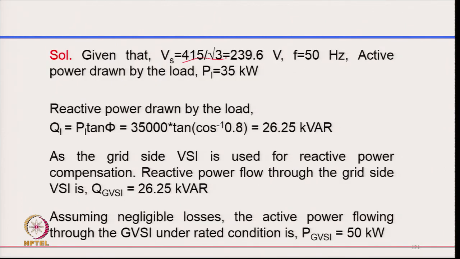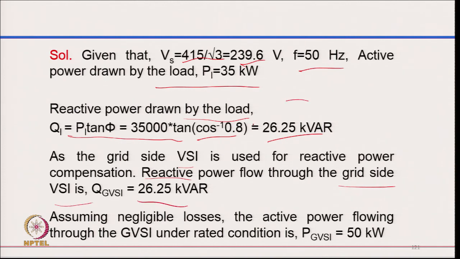So, we have a line voltage 415 on the grid side. So, phase voltage becomes 239.6, frequency is 50 hertz, and active power drawn by the load is 35 kilowatt. So, reactive power drawn by the load we can find out from 0.8 lagging power factor. So, this comes 26.25 kVAr. The grid side voltage source converter is used for reactive power compensation. So, reactive power through the grid voltage source converter is the load reactive power, and assuming negligible losses, the active power flowing to the grid.